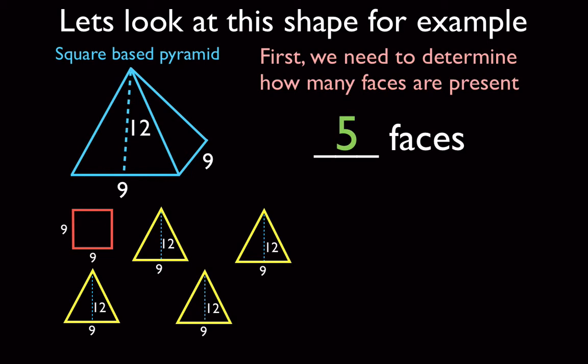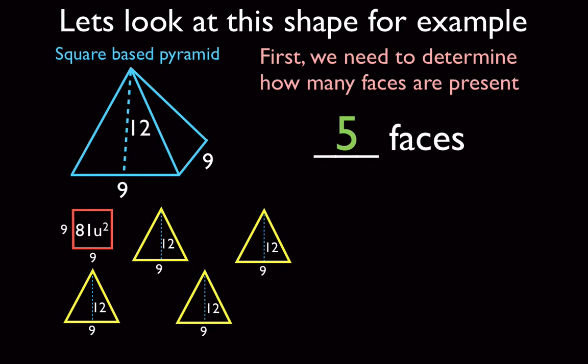So as long as you can remember that, it's not too hard to find the surface area of a pyramid. So now we're going to look at our areas. This is 81, 9 times 9. All the other ones are going to be 9 plus 0, which is 9, times 12, which is 108, and then divided by 2.